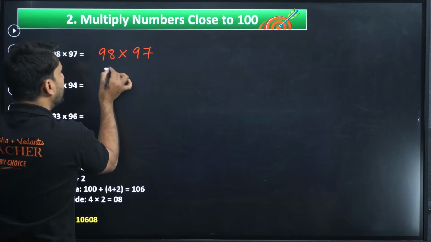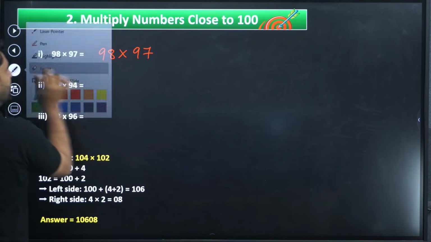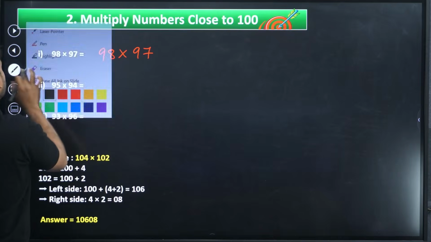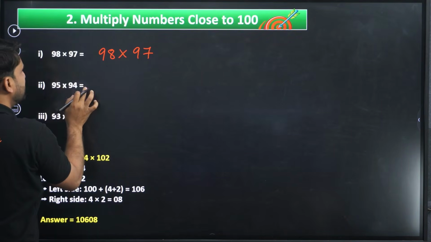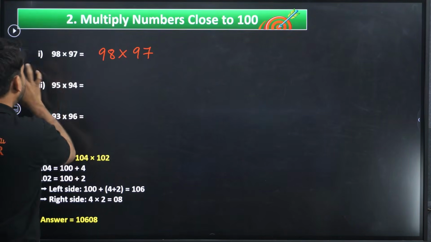Write a number here which can make this 98, this 98, 100.